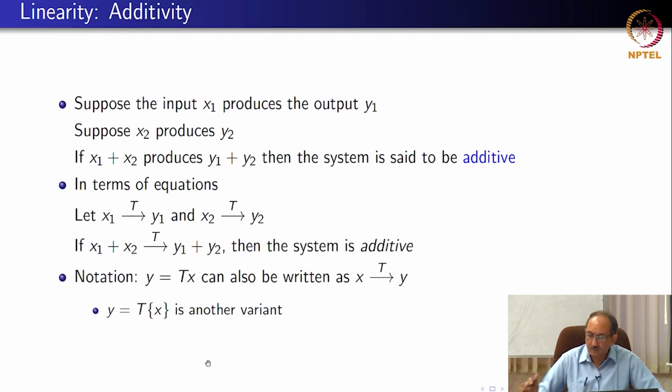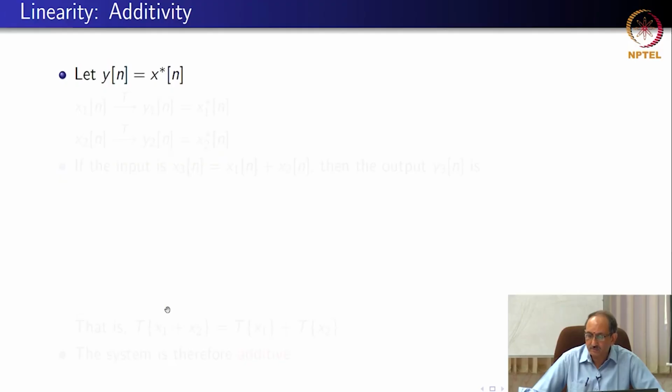This also brings in a notation: instead of using y equal to T of x, you can also use this notation. And this is another variant that you'll see in this context. So this is additivity. So here is a simple example, y of n equals x star of n.